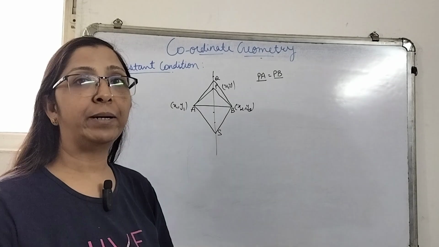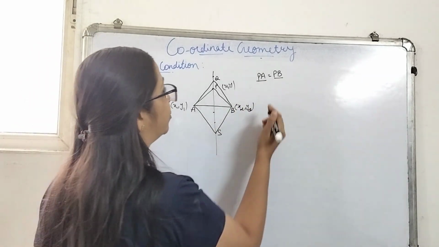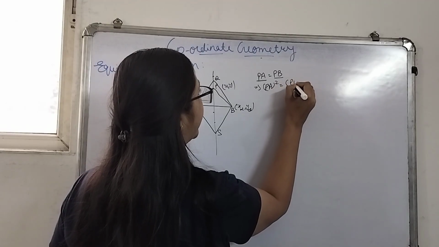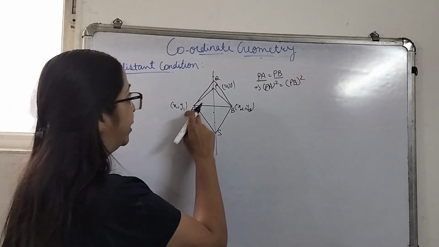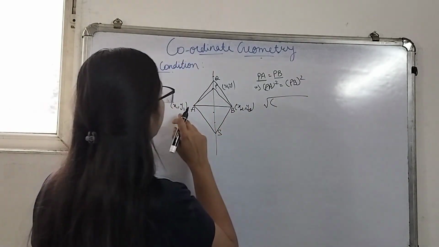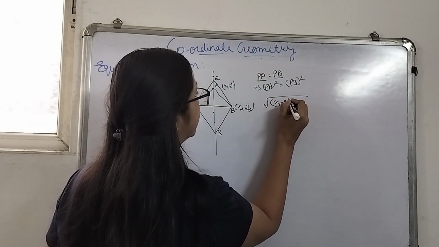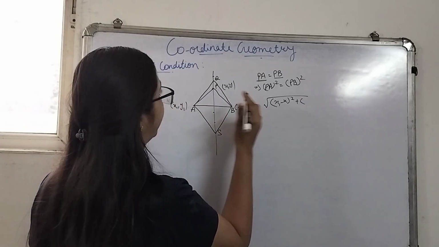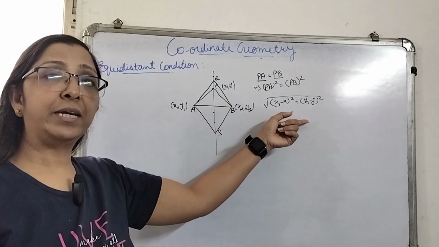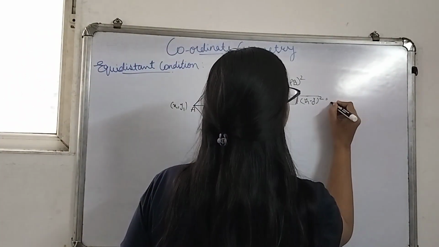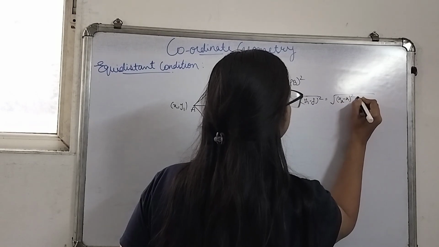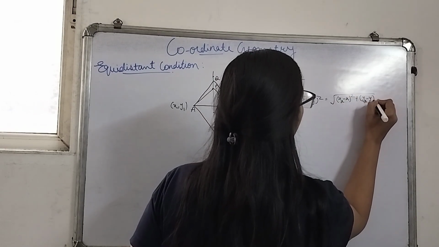the perpendicular bisector. And if PA is equivalent to PB, then we can say PA square will also be equivalent to PB square. If we find the distance PA, it will be root of (x1 minus x) whole square plus (y1 minus y) whole square. This is the distance PA. For PB, it will be root of (x2 minus x) whole square plus (y2 minus y) whole square.